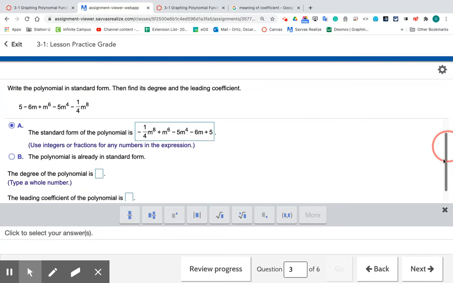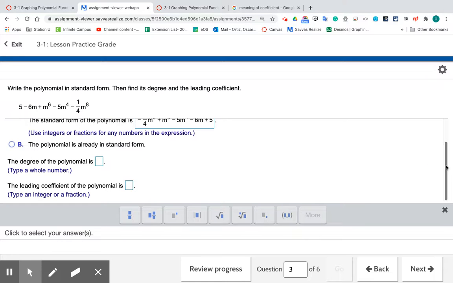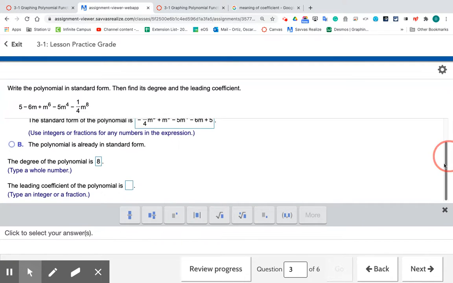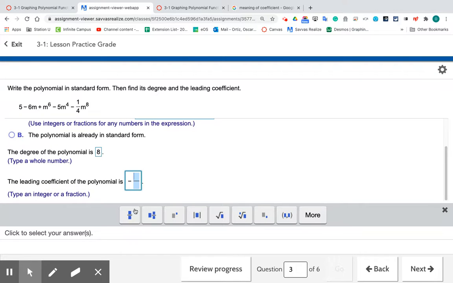they are also asking me what the degree of the polynomial is, and we know the greatest exponent is 8, so I'm going to type in here 8, and also the leading coefficient, and that's going to be a fraction. It's negative 1/4. So it says here type an integer or a fraction, so I'll do negative, and I will put 1 at the top and 4 at the bottom. So that's how you can answer that question there.